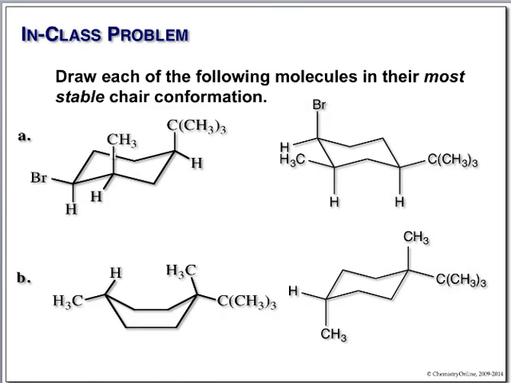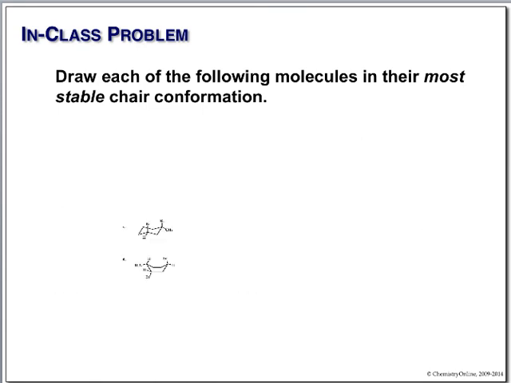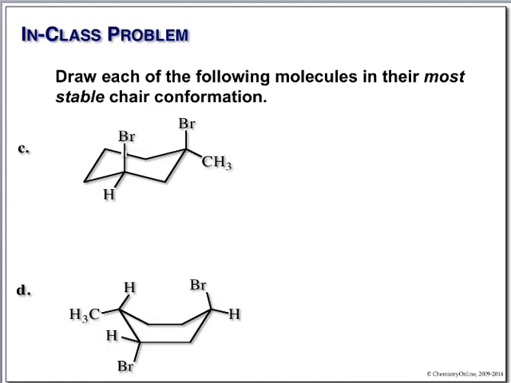All right, our last pair. We have 2 axial bromines, and we have 1 equatorial methyl. We clearly are going to want the 2 bromines to be equatorial, which is going to force the methyl group axial. Our substituents are 1, 3.